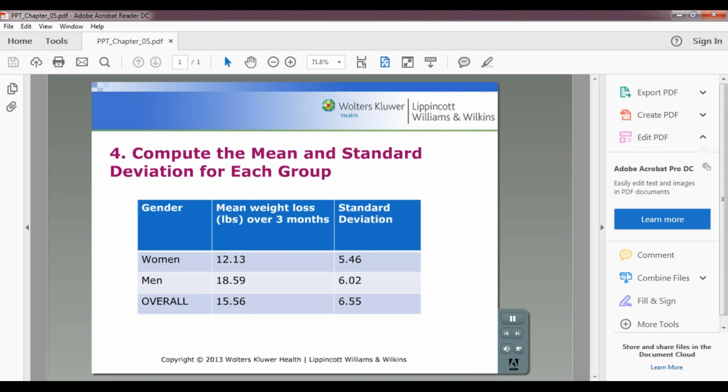Okay, so here are just some of our basic descriptive statistics for the women and men. If we look at the differences, for women, the average weight loss over 3 months was 12 pounds. For men it was 18, 18 and a half pounds roughly. And the standard deviation is also important. It was about 5 pounds, one standard deviation above or below the mean for women, and the same for men.